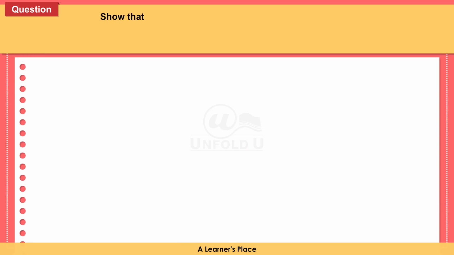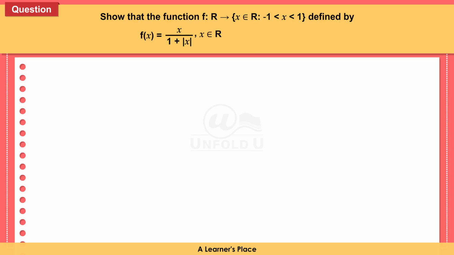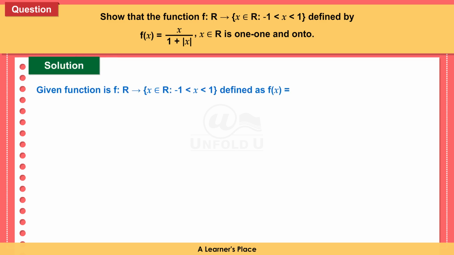Question. Show that the function f from the set of real numbers to the set of real numbers lying between -1 to 1 defined by f of x is equal to x upon 1 plus modulus of x, where x belongs to the set of real numbers, is 1, 1 and onto. Solution. Given function is. First of all, let us learn about function, 1, 1 function and onto function.